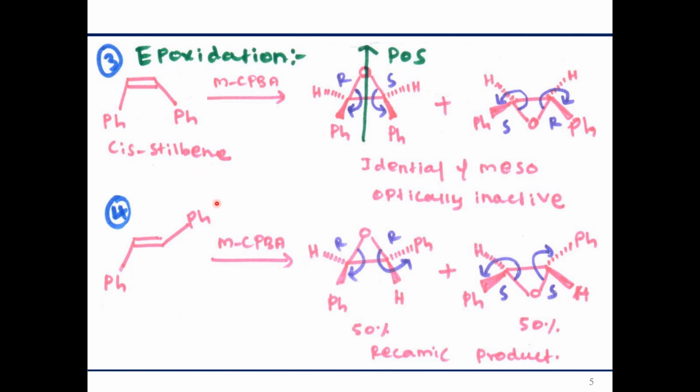Similarly, when trans stilbene molecule reacts with m-CPBA, it forms the corresponding two stereoisomers which are enantiomers, forming 50% and 50%, that is a racemic product. When m-CPBA approaches the top face of the alkene, this stereoisomer is forming. When m-CPBA approaches the bottom face of the alkene, this stereoisomer is forming.